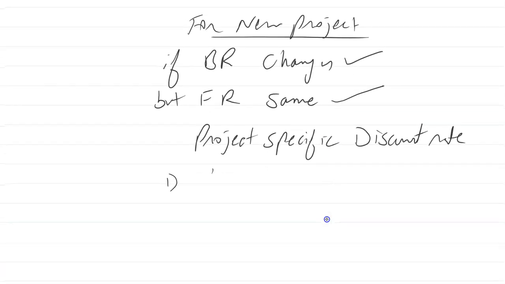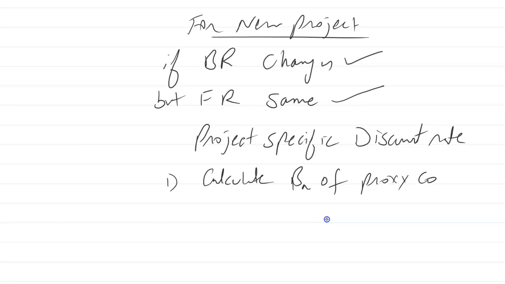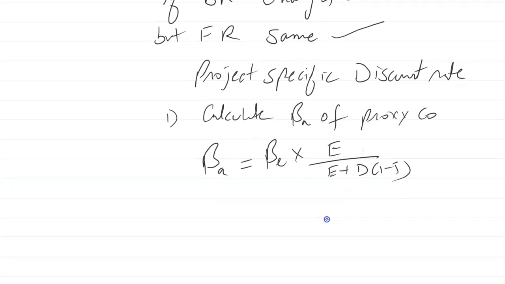First step, calculate beta asset of the proxy company. You will search the beta of the proxy. Obviously that beta will be given as the beta equity. Use the equity and debt of the proxy to calculate beta asset. This will be of the proxy, this will also be of the proxy, and calculate beta asset using this formula.